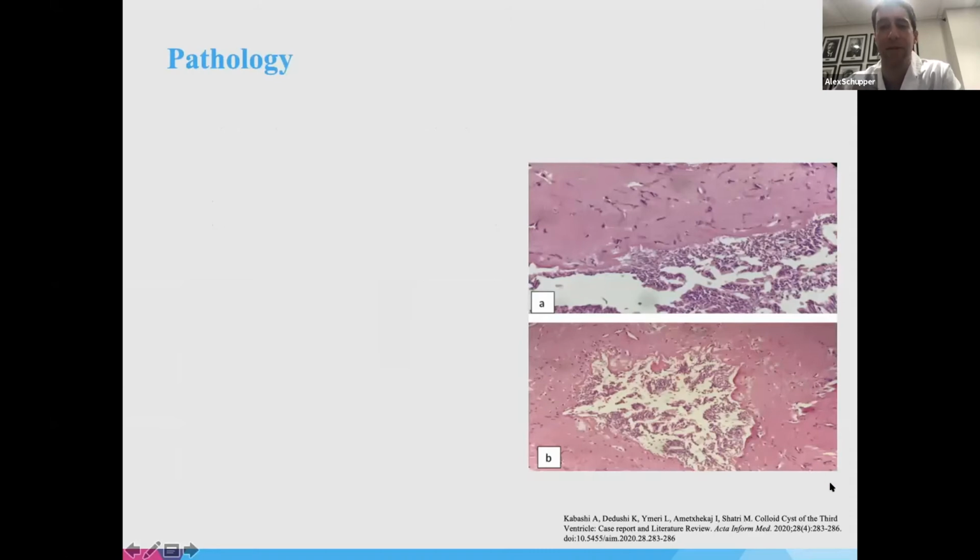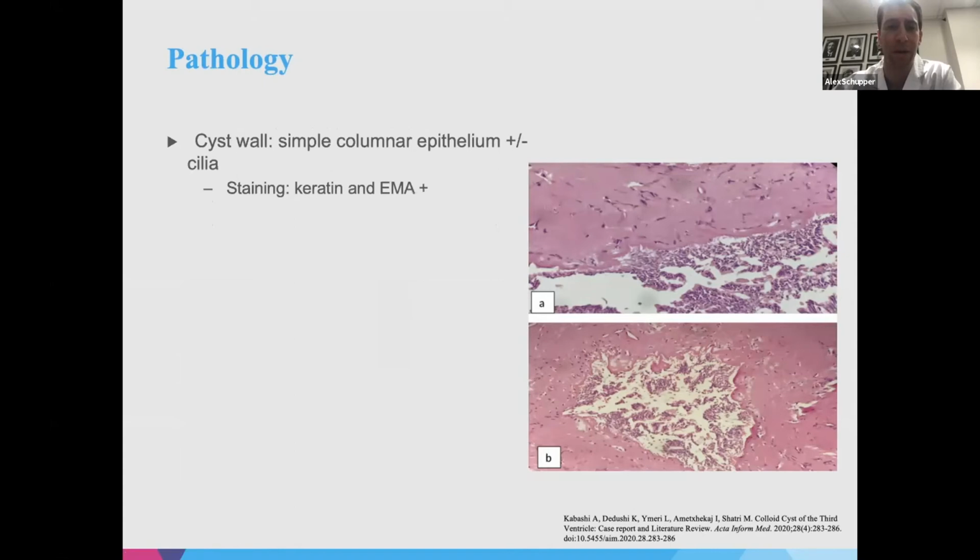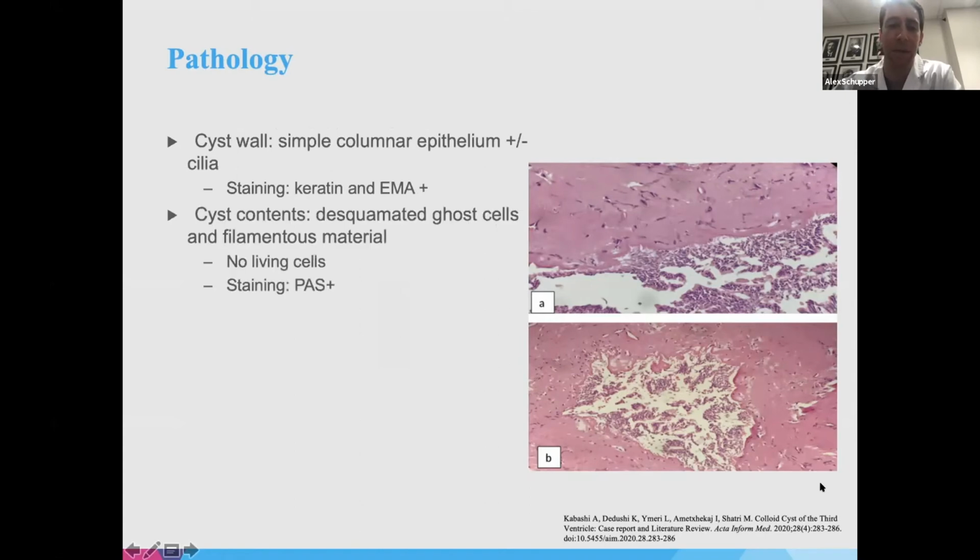And then looking at what's actually inside these cysts. The cyst wall is pretty much like any other cyst wall. It's simple columnar epithelium that may or may not be ciliated. It does stain for keratin and EMA. And then in terms of the cyst contents, it's composed of desquamated ghost cells, so essentially epithelial cells that have lost their nuclei, and filamentous material. So there are no actually living cells within the cyst. And it does stain for PAS.